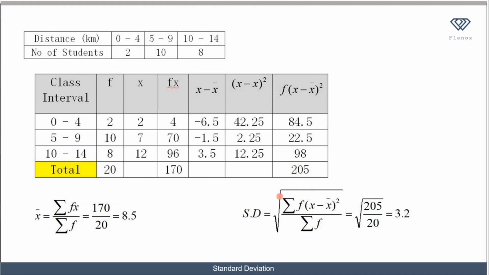Similarly, our standard deviation will just be the square root of our formula for variance, and this we have summed to be 205, and our summation of frequency is 20. So we have the square root of 205 over 20, which is 3.2. And if you recall, we got our variance in this example to be 10.25. If you take your calculator and find the square root of 10.25, you should get approximately 3.2. So the standard deviation of this distribution is 3.2.